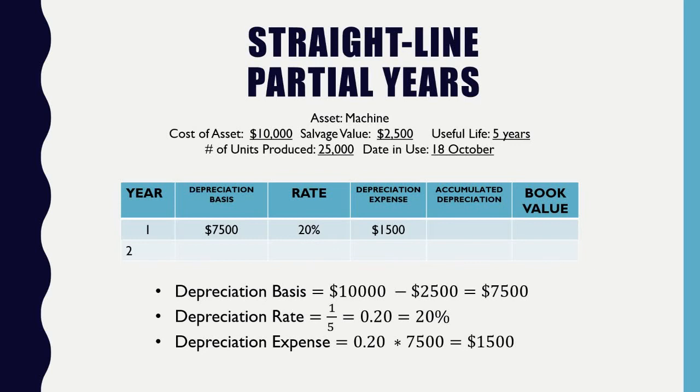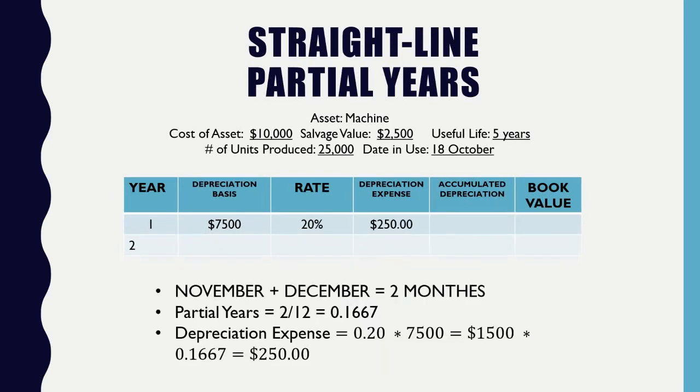If it makes easier sense for you to understand it this way, divide the whole thing, because this is for a whole year, right? Divide the whole thing by 12 and then multiply it by however many months it is we're depreciating it for. So whatever 1,500 divided by 12 times 2 is, what is your depreciation expense going to be? 250. $250. Okay.